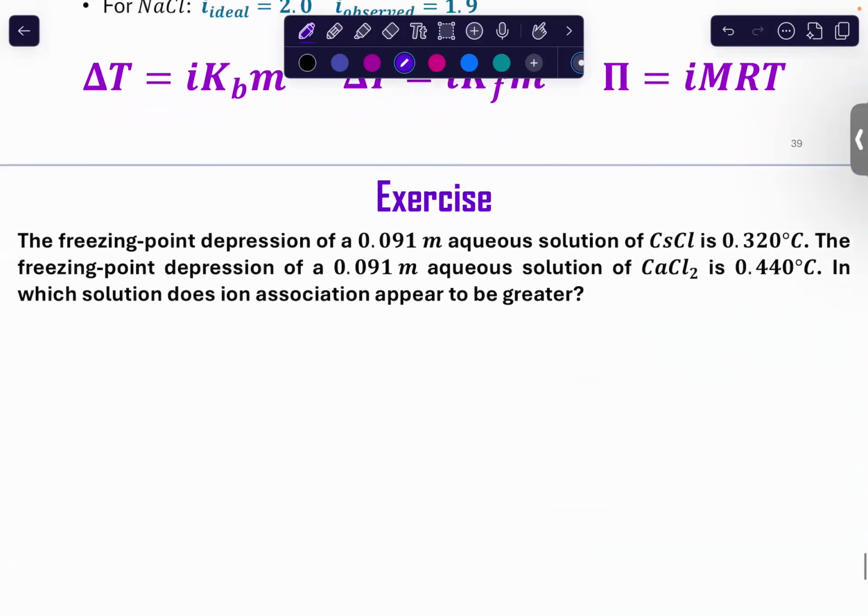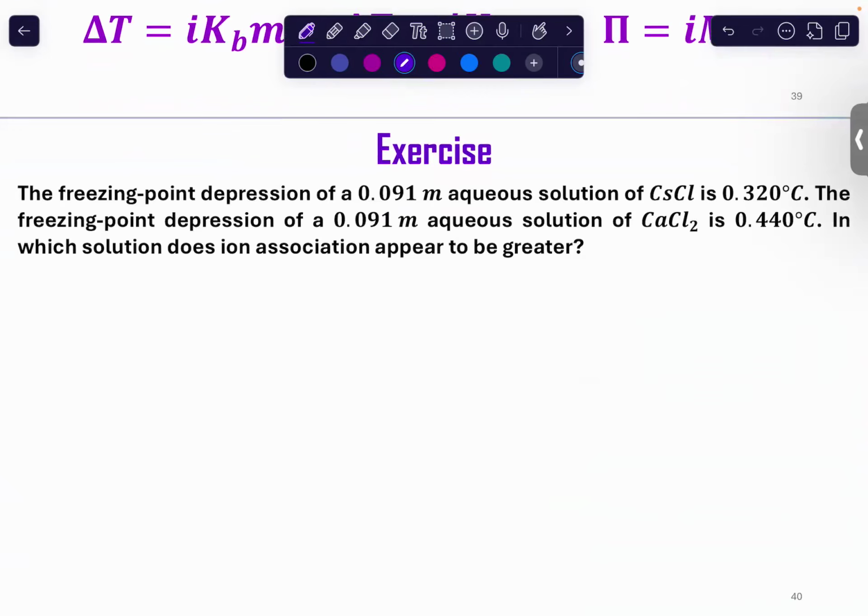All righty. So let's see. The freezing point depression of 0.091, what's the little m? It's not molar, it's molality. And I hate the word for it, it's molal. It's really awkward to say. But it's 0.091 molality aqueous solution of CsCl. What's CsCl? Cesium chloride.